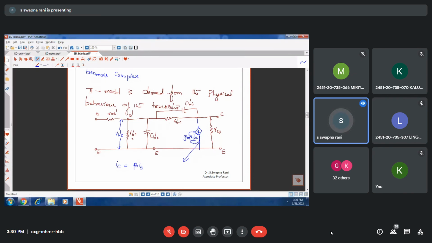This model is derived basically on the physical behavior of the transistor. Physical behavior means what? Emitter base junction forward bias.